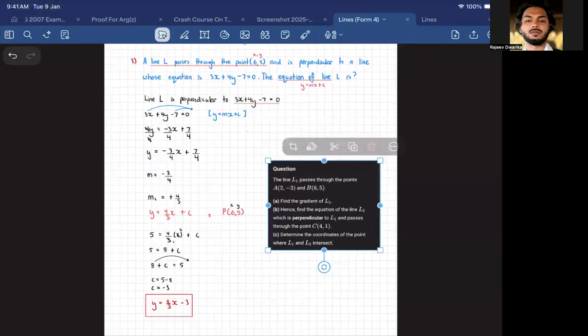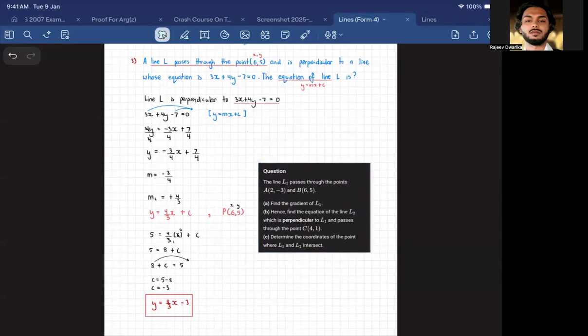Right. So for those of you that are done copying, done with question 3, try that question there. The line L1 passes through the points A and B. Find the gradient of L1. Hence find the equation of the line L2, which is perpendicular to L1 and passes through the point C(4,1). Determine the coordinates of the point where L1 and L2 intersect.